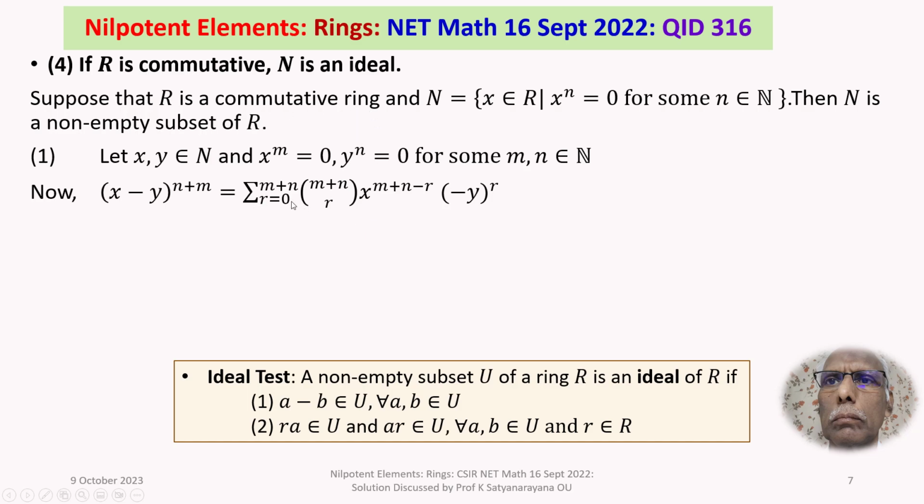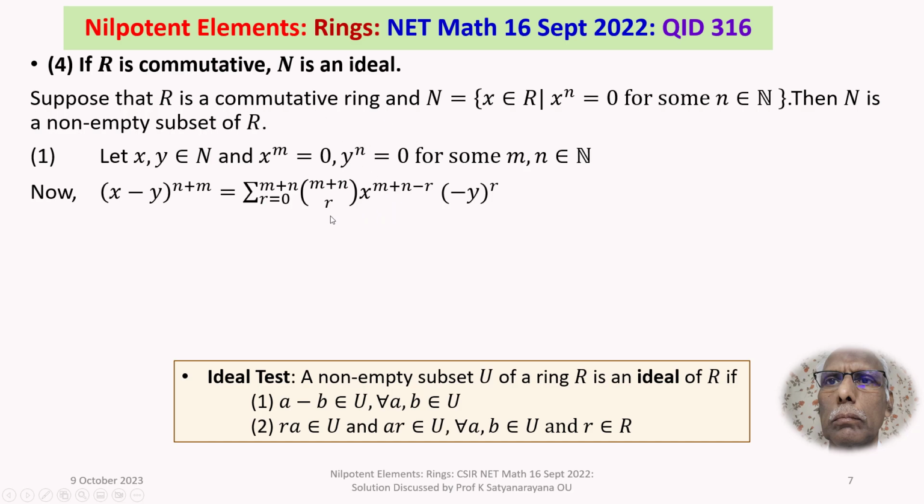So the sum over r = 0 to m+n of (m+n)Cr x^(m+n−r) (−y)^r. This binomial expansion holds because of commutativity; otherwise the elements would have to be written separately. But since they commute, it comes out like this. So the binomial theorem is valid in a commutative ring.